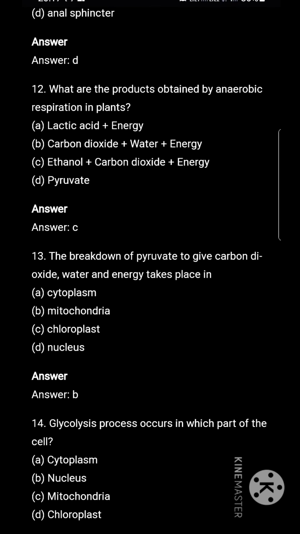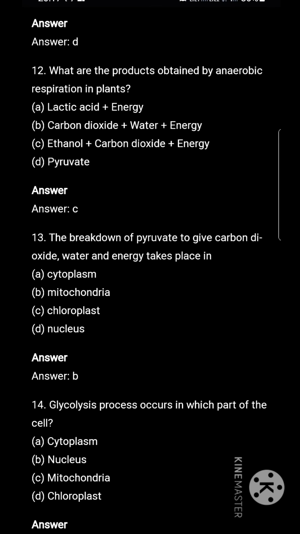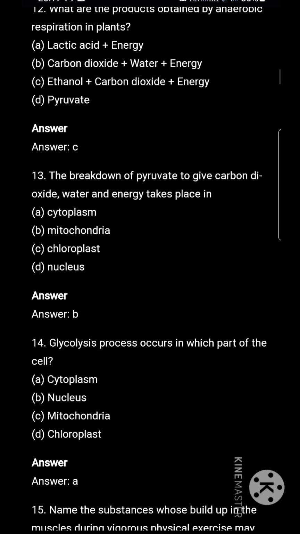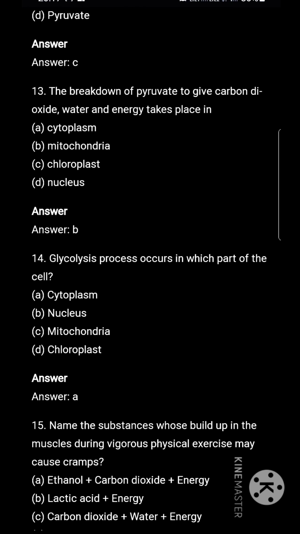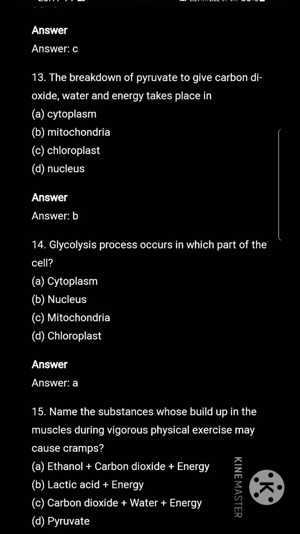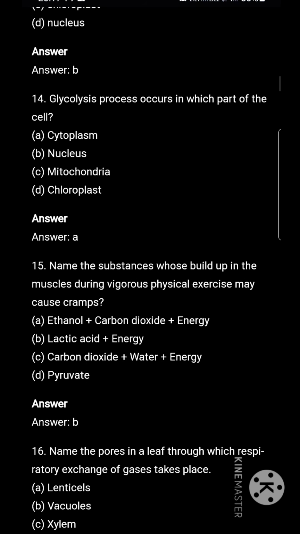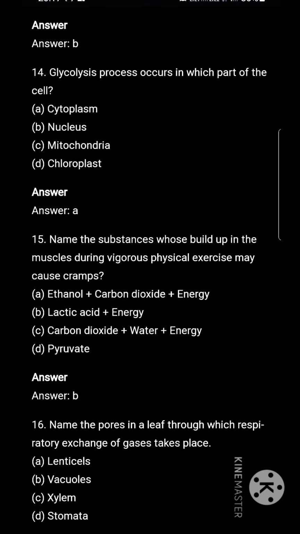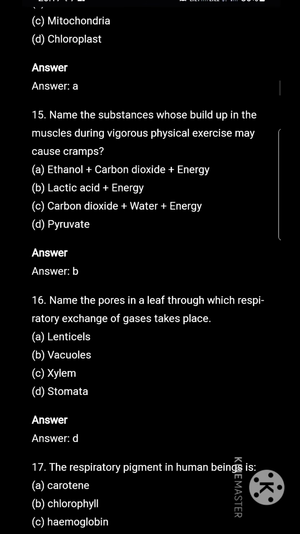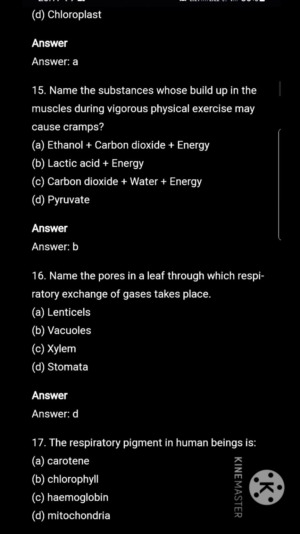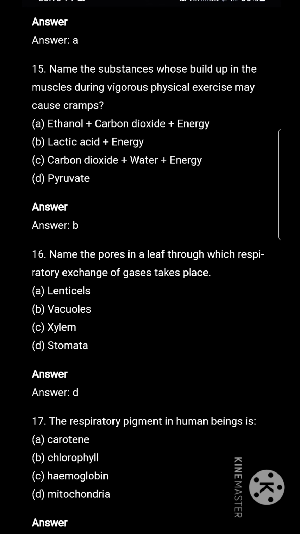What are the products obtained by anaerobic respiration in plants? It is ethanol, carbon dioxide and energy. The breakdown of pyruvate to give carbon dioxide, water and energy takes place in mitochondria. Glycolysis process occurs in which part of the cell? It is in the cytoplasm. Name the substance whose buildup in the muscles during vigorous physical exercise may cause cramps. It is lactic acid and energy.